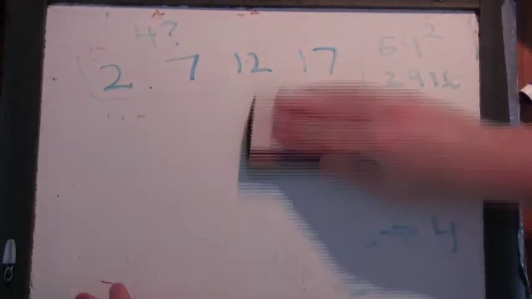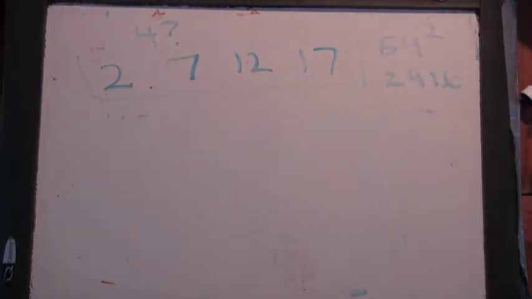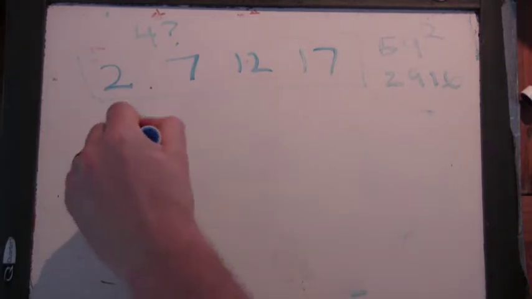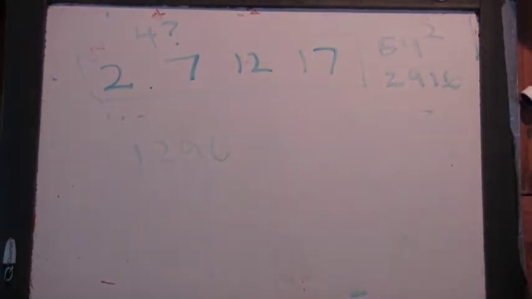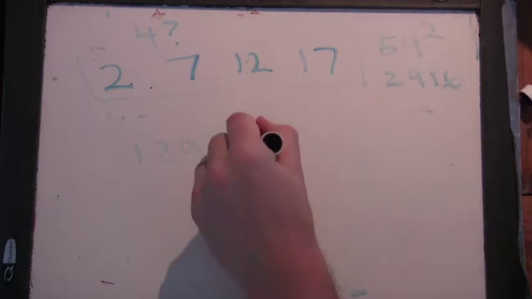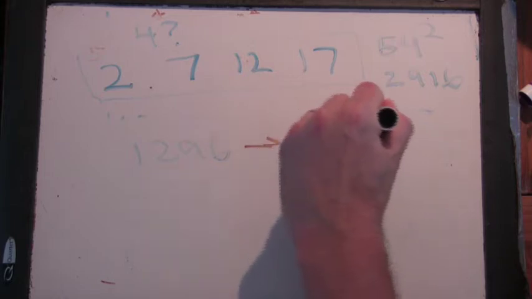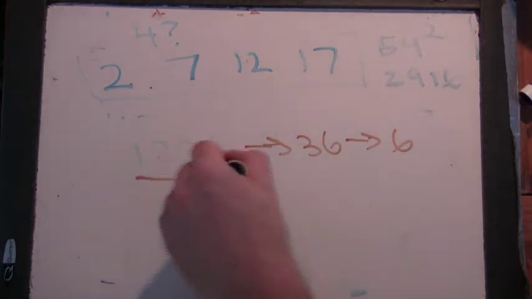Okay, you're right. We might, if we found 1296, which is 36 times 36. It would go to 36, which would go to 6. Yep. But we don't know 1296, right?